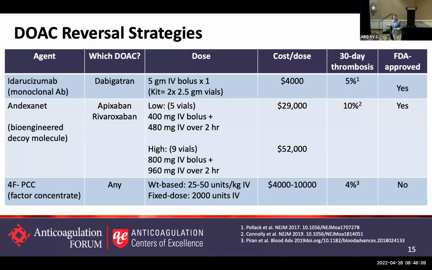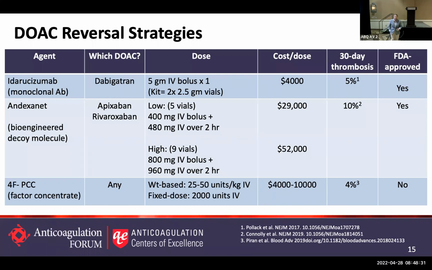It's not that financially impactful. It's about $4,000 per dose. That might sound like a lot to you, but we'll talk about andexanet here in just a minute. Again, idarucizumab is FDA approved, and it's recommended as first-line reversal therapy in most guidelines for dabigatran. All right, let's talk about andexanet alfa for a minute.